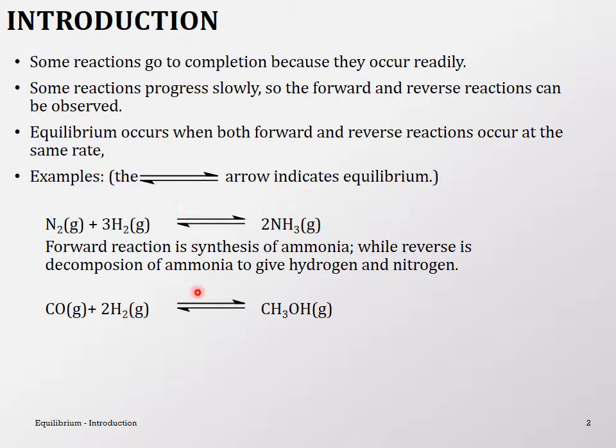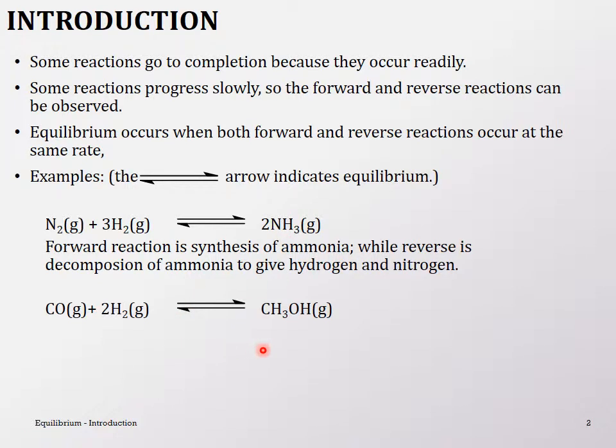So for example, here are two reactions. Here is nitrogen and hydrogen forming ammonia. Everything is in gas state and everything is balanced out. So the forward reaction gives us ammonia. However, ammonia can also go reverse to decompose to give nitrogen and hydrogen. So you can go back and forth all the time.